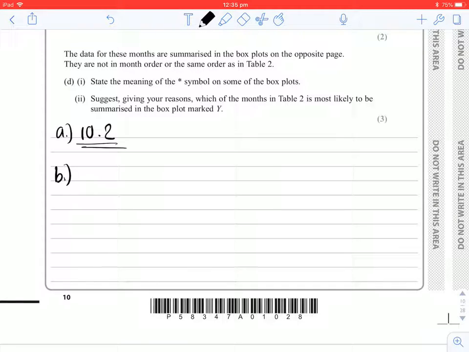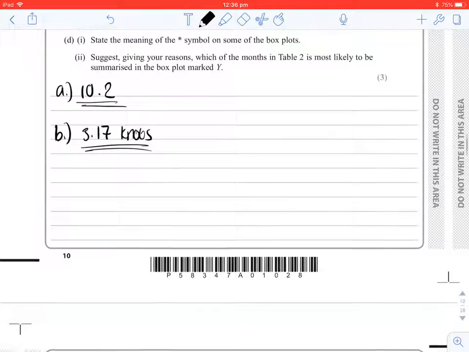So the standard deviation for this is going to be 3.17, and that is going to be in knots. So we've got our values there.